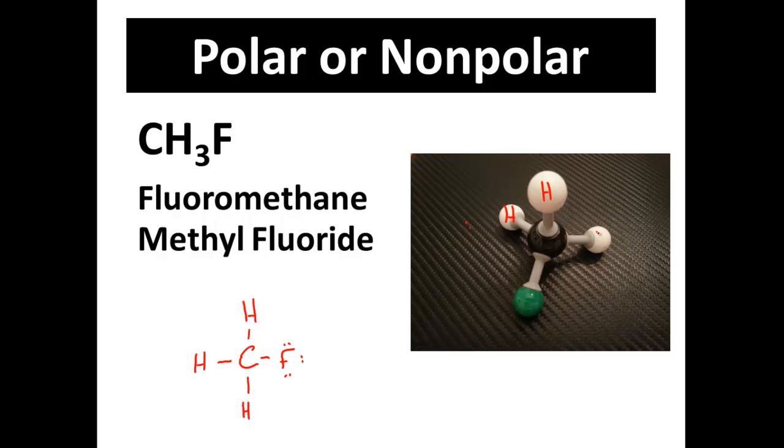Well, if these three atoms on the sides are hydrogen and this one's a fluorine, clearly this is asymmetrical. This is not the same structure anymore. I have 3 H's, 1 F. Now, this is definitely going to be a polar molecule.